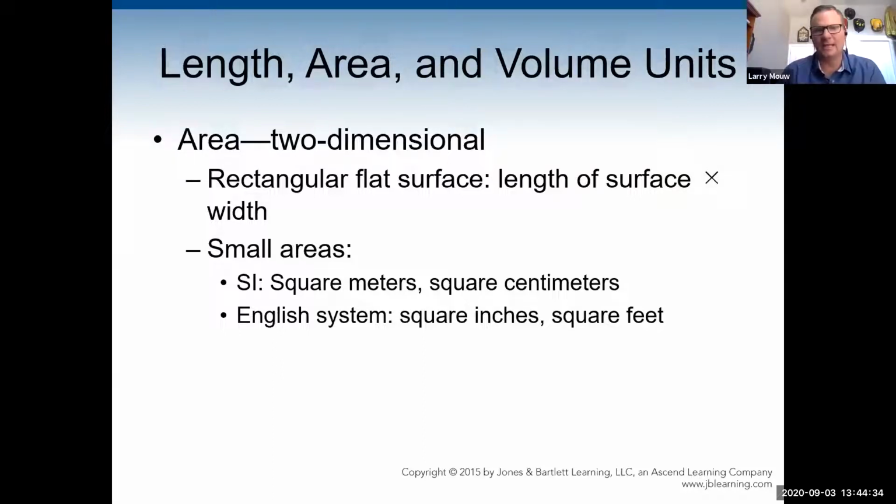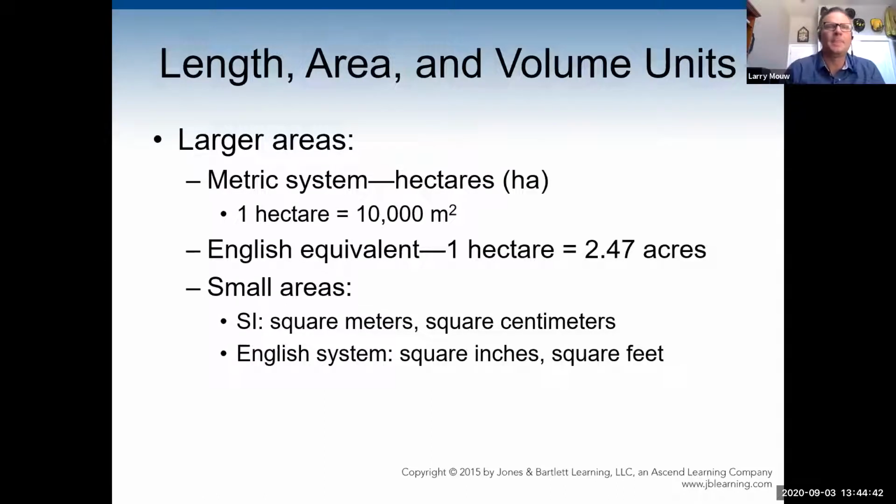So we see that in the English system, the equivalent is that we may measure in square inches or square feet to determine area. Some of the larger areas are measured in either hectares, or what we use in the United States, acres, to determine larger sizes of area. This may come into play when we're dealing with grass fires or wildland type fires, when we're determining acreage of these fires, because it's much bigger than just square footage.